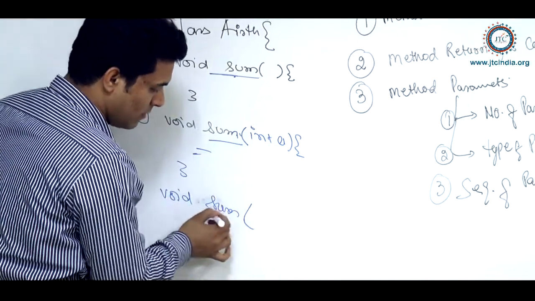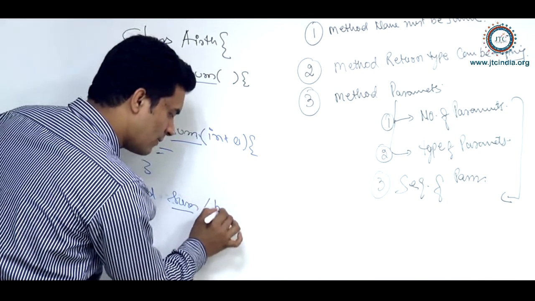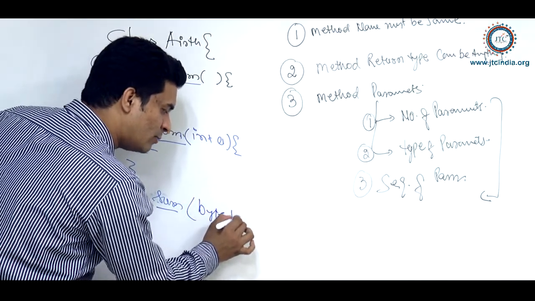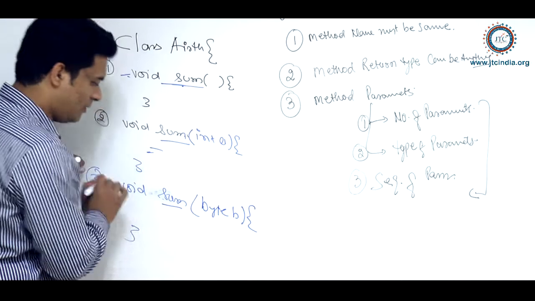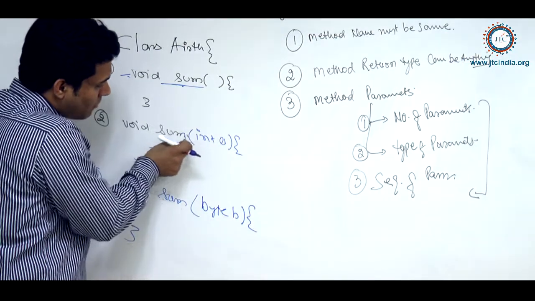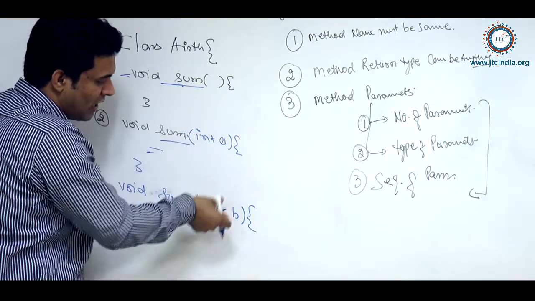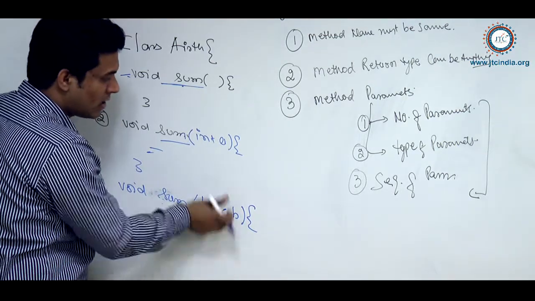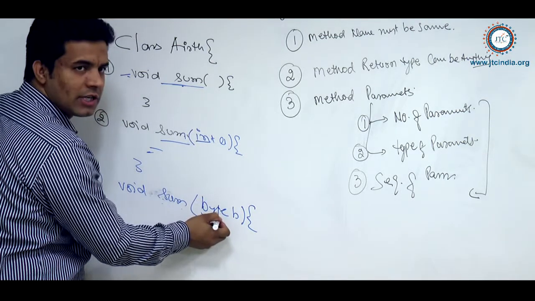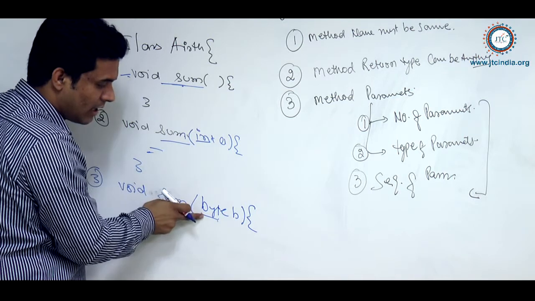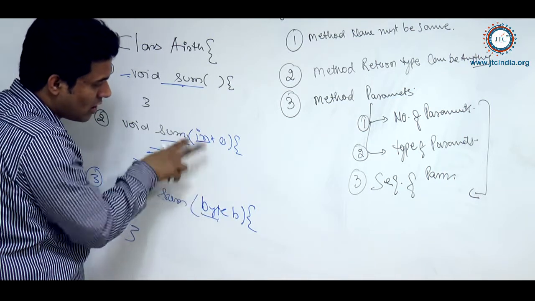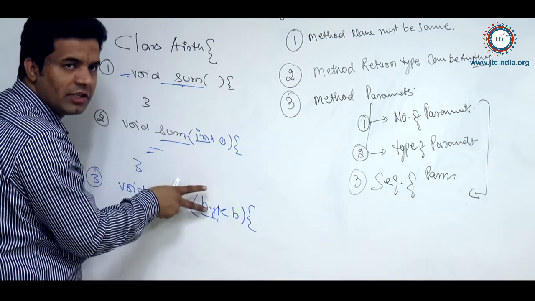Again, in the sum case, suppose I am writing here byte b1. So understand now, the sum method which we have here has one parameter, here also one parameter is there, but the type of parameter got changed. Here we have int and here we have byte. So the type of parameter is changing here.